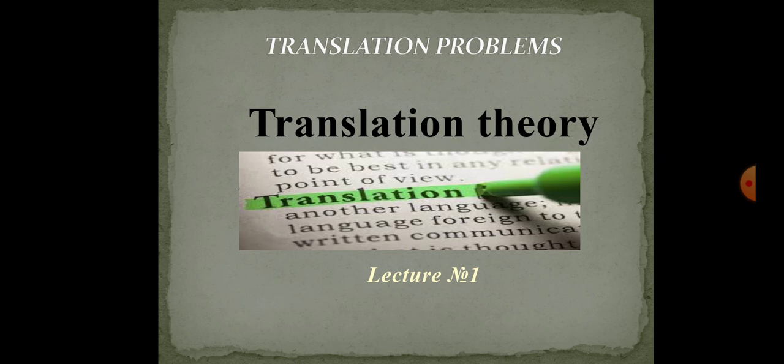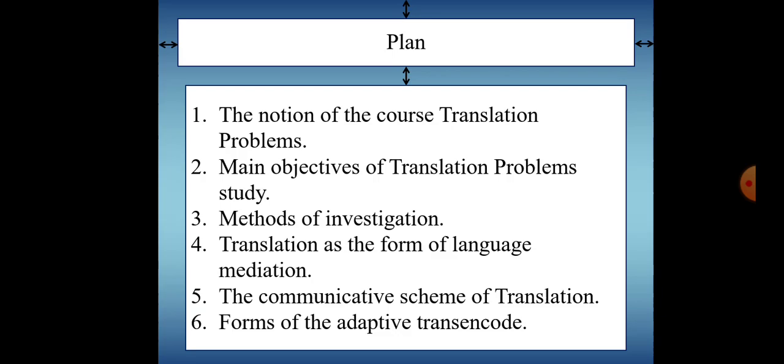The first lecture is devoted to the theme Translation Theory. Please write down the plan of our lecture. There are 6 points. The notion of the course Translation Problems. The second, main objectives of translation problems study. The third, methods of investigation. The fourth, translation as the form of language mediation. The fifth, the communicative scheme of translation. And the sixth, forms of the adaptive transit code.